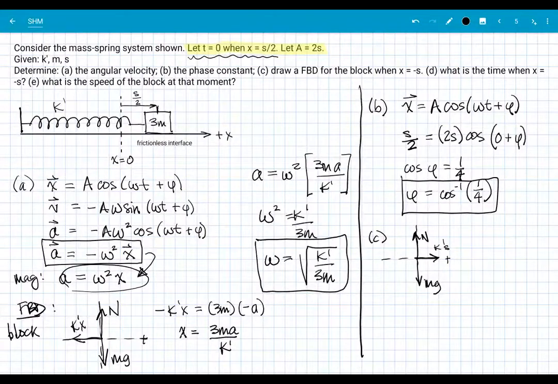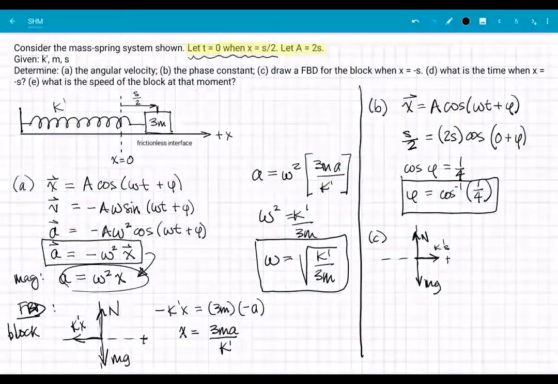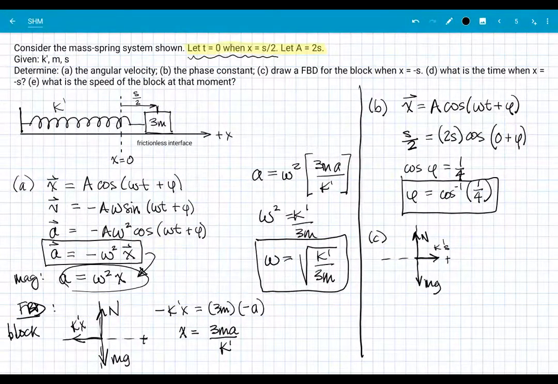Okay, and then we're asked to find the time, right? What time is it when x equal negative s? So let's think about how we're going to handle that. How can we solve for the time? Well, I would probably go back to the position function again. And then you think, okay, they're asking me to solve for t when x equal negative s. Could I do that? So let's start a new page for that.